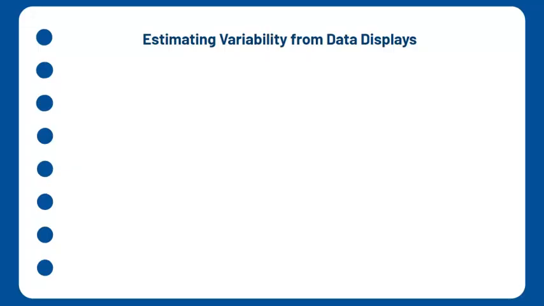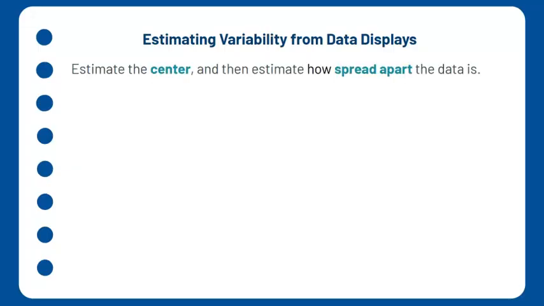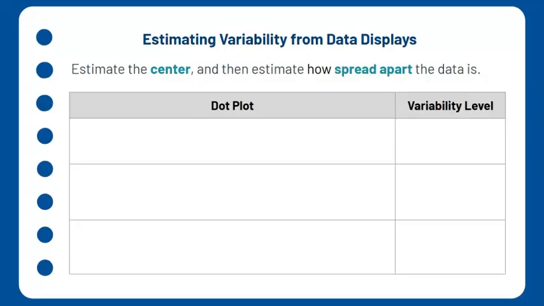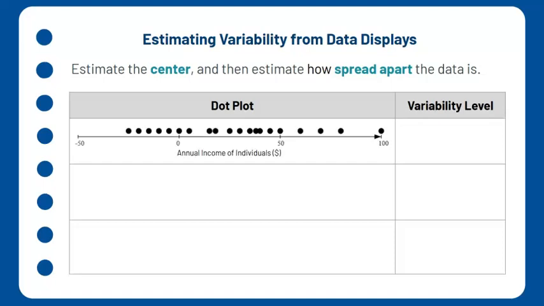How do we estimate variability? Estimate the center, and then estimate how spread apart the data is. Let's look at a few dot plots to practice estimating the variability level. This set of data represents the annual income of individuals in a city. As we can see, the data points, the yearly incomes, are pretty spread out far from the center point. So this dot plot has high variability. The annual income in this city has a very high variability.